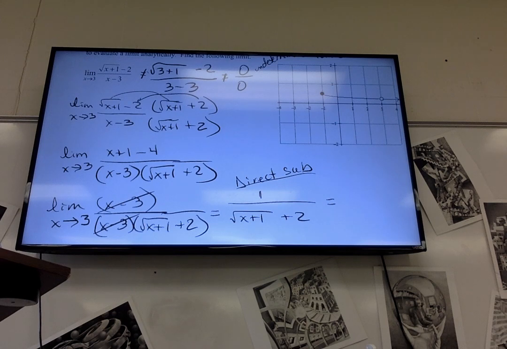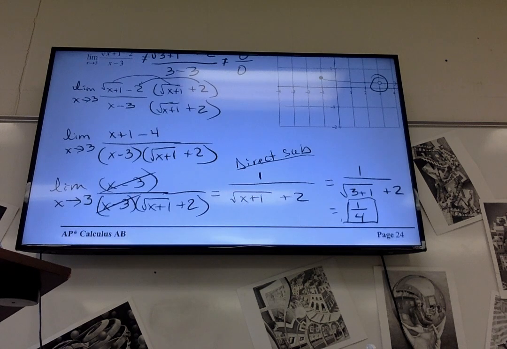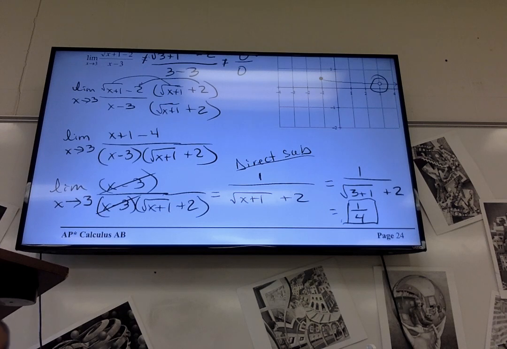So now I plug in 3. Get 1 over the square root of 3 plus 1 plus 2, which is 1 over 4. Very good. And that's about where that point is. It should be exactly where that point is, but it's kind of hard to tell on the graph. So, factoring, rationalizing the numerator. Those are things that help us in doing this analytically instead of with a graph.